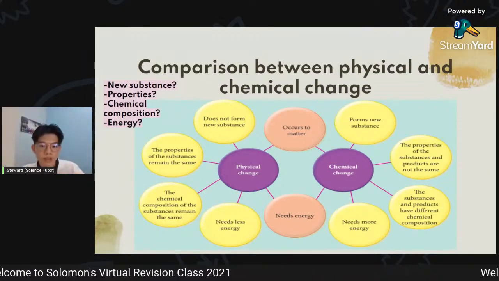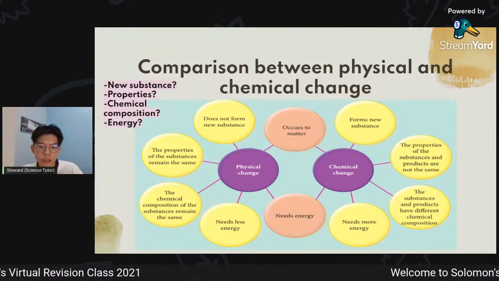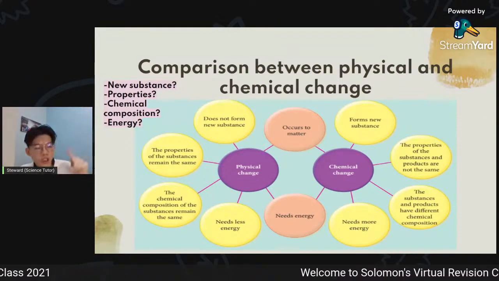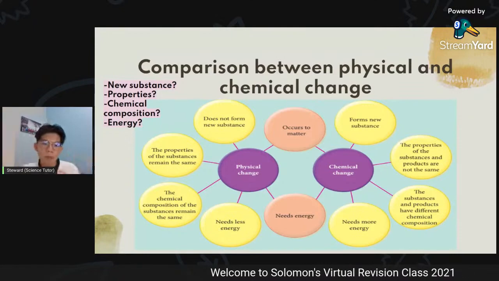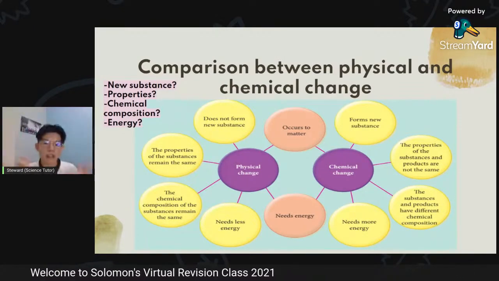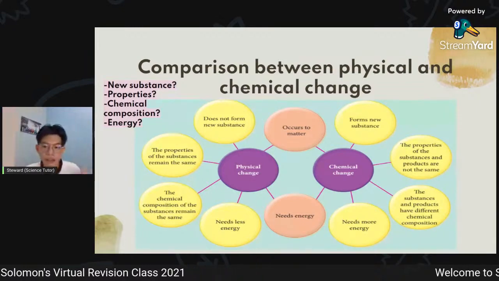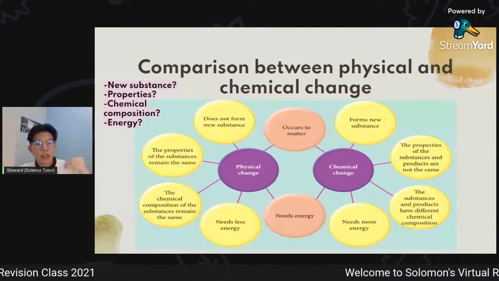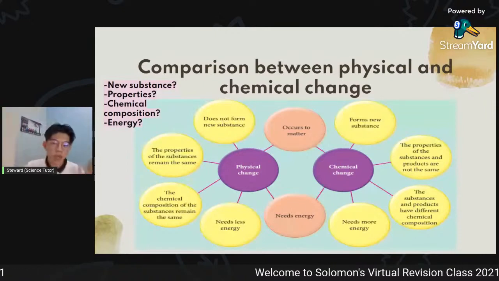When the metal rusts, it actually becomes metal oxide already. Okay, ferrum oxide. So this is why the chemical composition has already undergone changes, because it already added an oxygen element inside. Okay, and then the next factor we've got is energy.